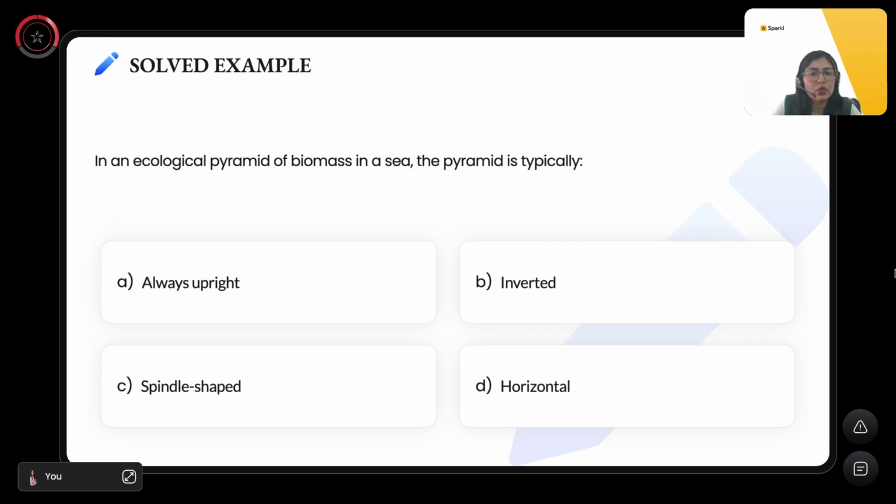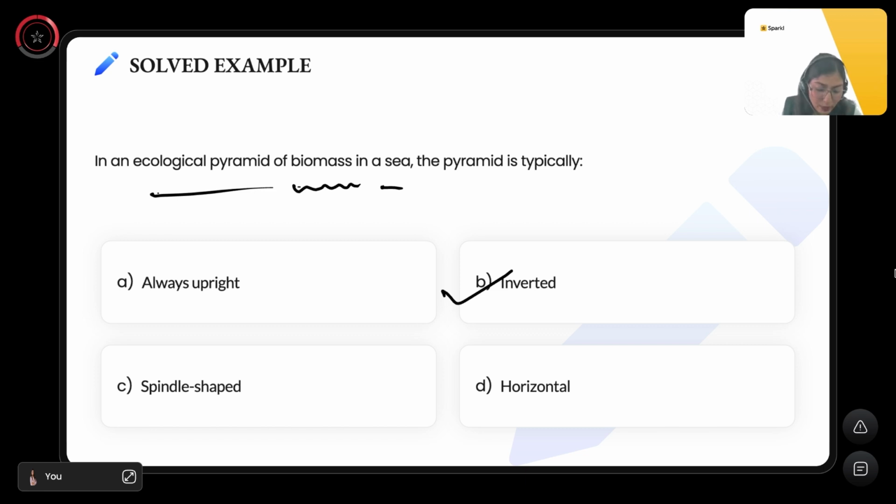Okay, so here the question talks about the ecological pyramids. There is the ecological pyramid of biomass, there is the ecological pyramid of energy, there is the ecological pyramid for numbers. So here the question is asking about the biomass pyramid in a sea and says the pyramid is typically, generally. So in case of ecological pyramid of biomass, it is inverted.